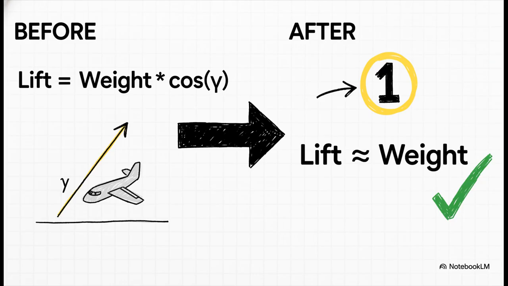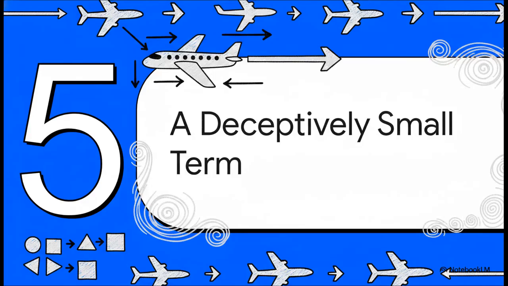It's basically 1. So just like that, poof, the complicated trig function vanishes, and the whole equation simplifies down to that famous rule of thumb we all know. Lift is approximately equal to weight. So far, so good. But now things get a little more interesting.